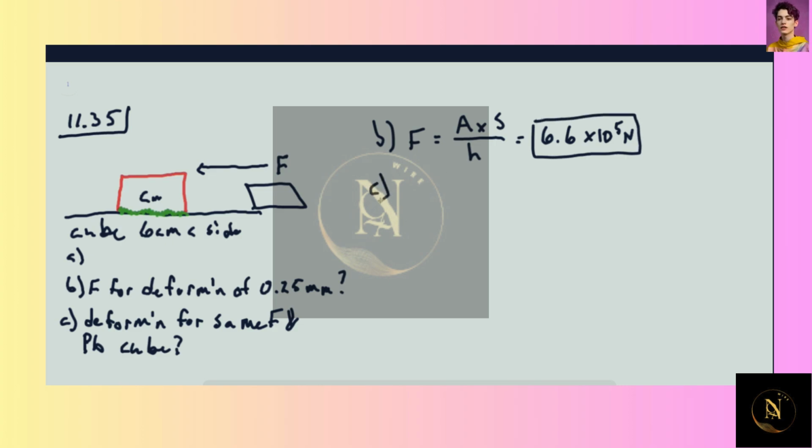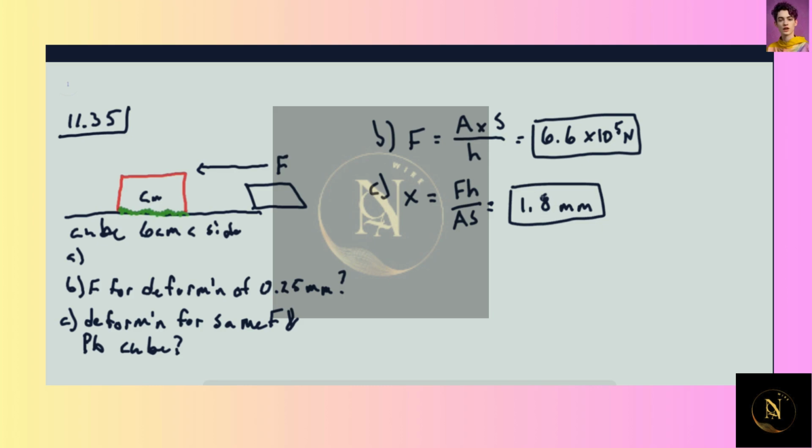Now, if we make the same size cube but out of lead, how much is it going to deform under the same force? So for this, we just solve this equation for x instead. So this is FH divided by the area times the shear modulus. So it's going to deform by 1.8 millimeters.